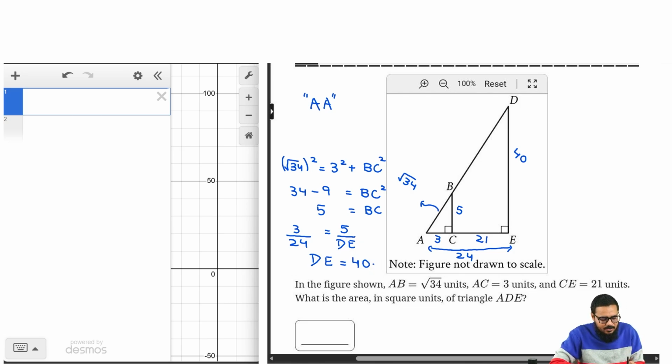Since I just have to find out the area in square units of triangle ADE, or the area of the bigger triangle, the area of any triangle is always base times height divided by 2. So we're going to do 24, that's the base, multiplied by 40 and dividing everything by 2. So I think that should come out as 20 times 24. I think that would be 480. So 480 should be the right answer to this question.